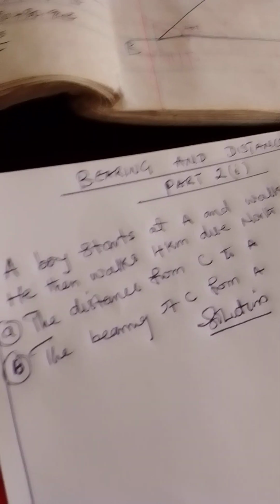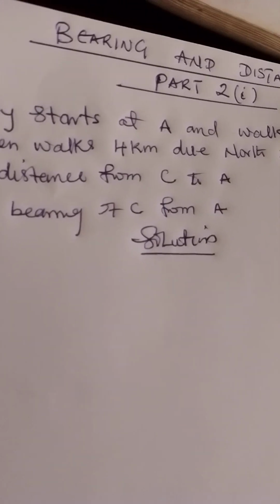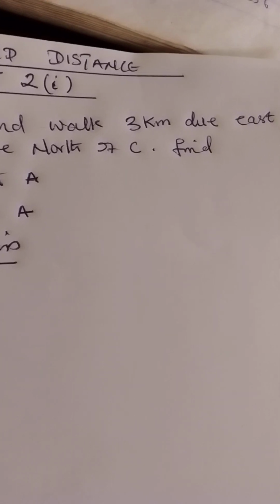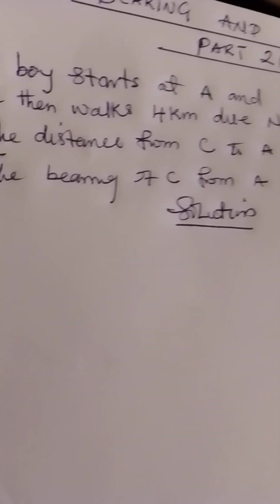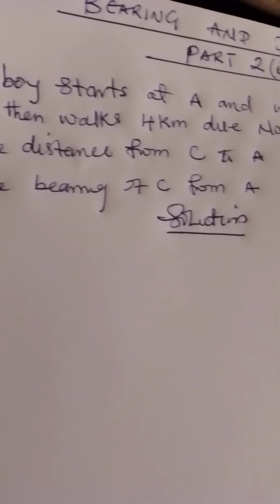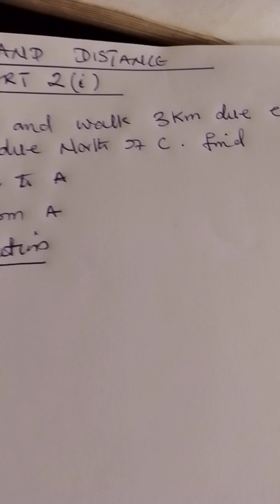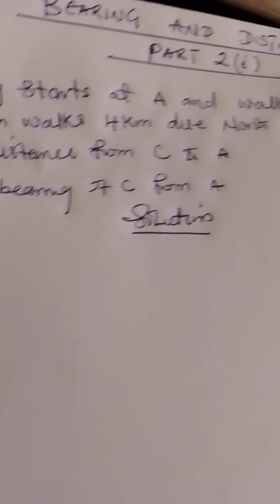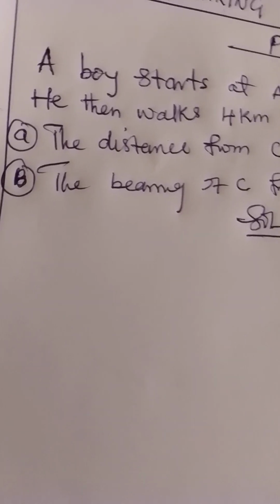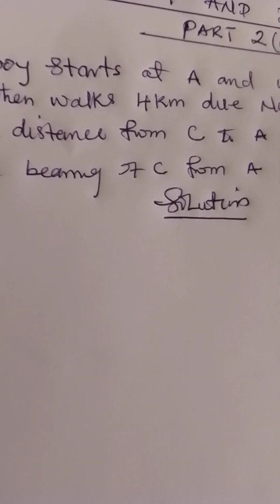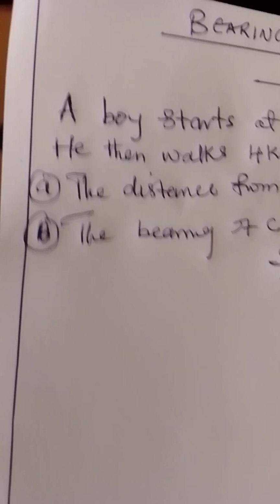Look at this example. It says that a boy starts at A and walks 3 kilometers due east to B. He then walks 4 kilometers due north to C. The question is, find the distance from C to A and the bearing of C from A.